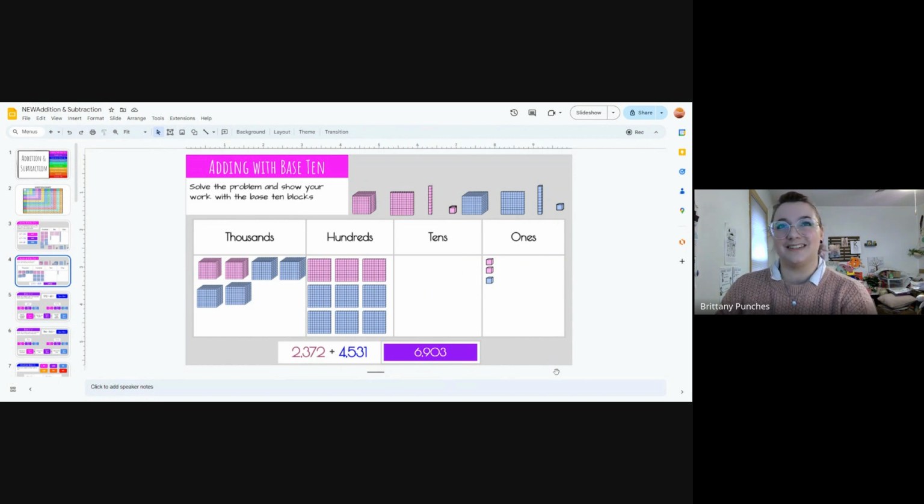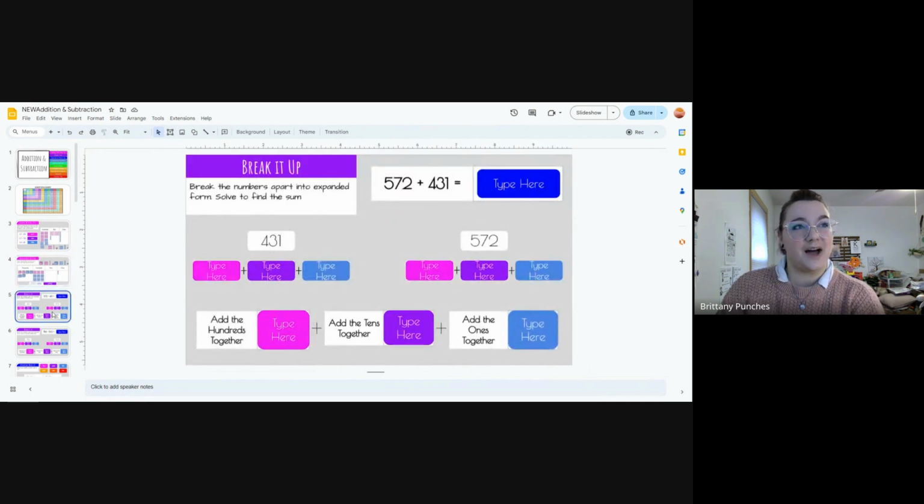Perfect. We're going to stop there for today. And next time, we will be working on how to break up numbers. It's going to work in a pretty similar way. It's how we're going to get it to expanded form.